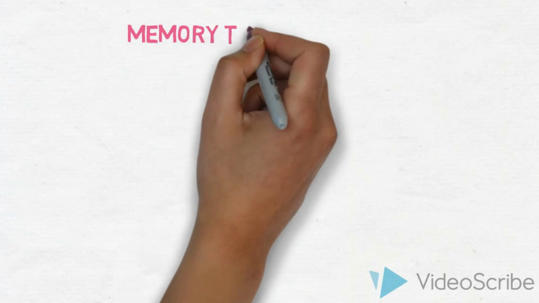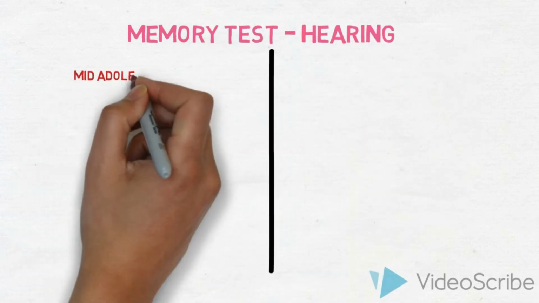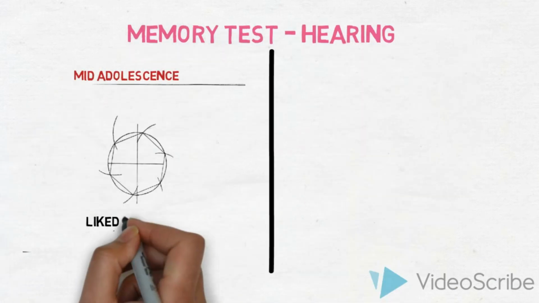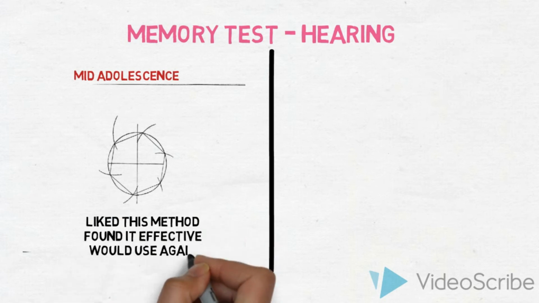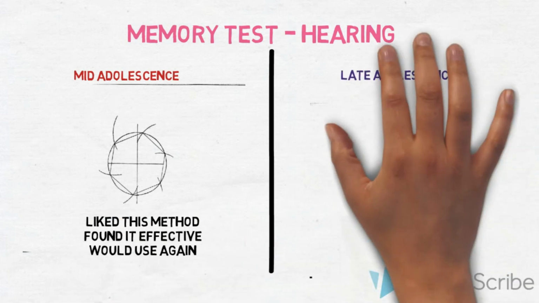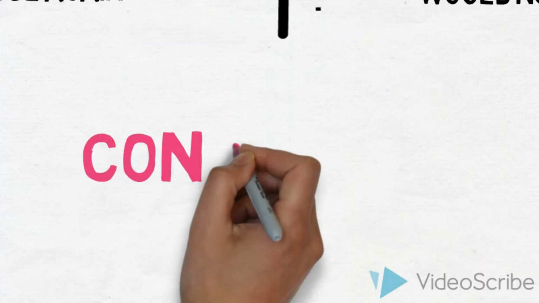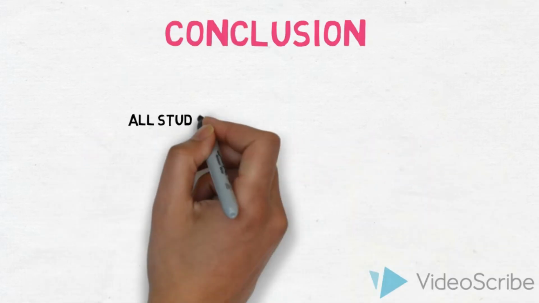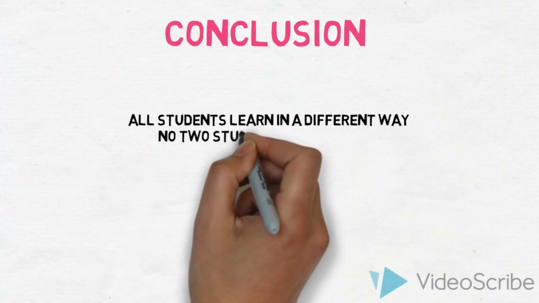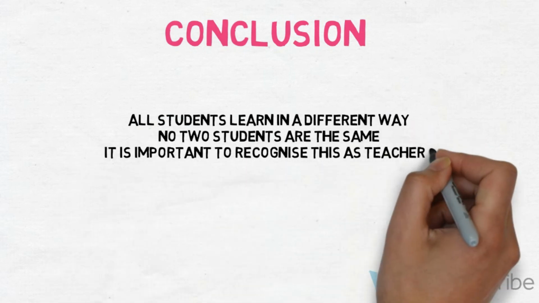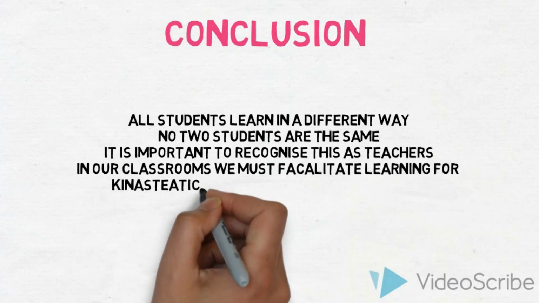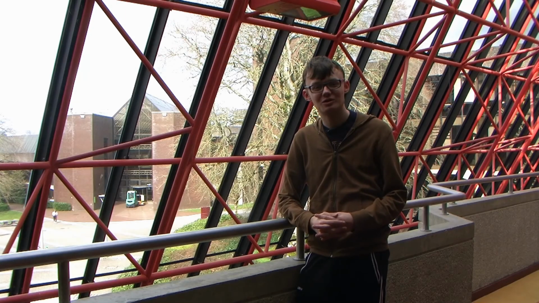In the hearing test, which aimed to test auditory learners, the mid-adolescent liked the method. He found it effective and would use again. However, the late adolescent did not like the method and would not use again. By doing this, we have learned all students learn in a different way. It is important to recognise this as teachers, and in our classrooms we must facilitate learning for kinesthetic, auditory and visual learners. That concludes our podcast.